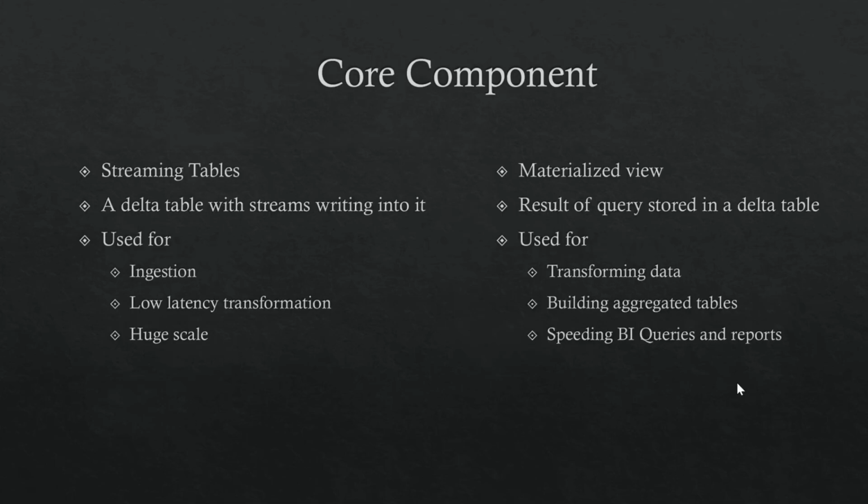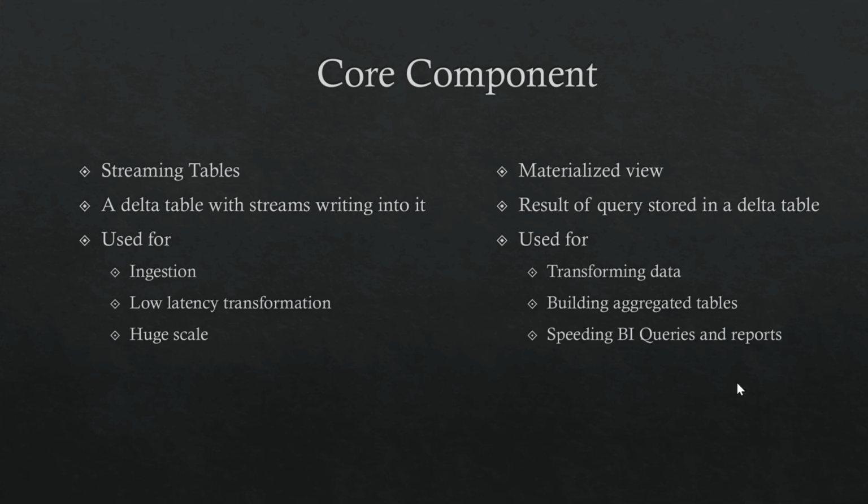Now, what are the core components of Delta Live Tables? One is streaming tables and the second is materialized views. A streaming table is a Delta table on top of which you write your stream data. It is used for ingestion from a source to a target, or when the scale of data is huge, then streaming tables come into place. And also when you need to manage low latency transformation.